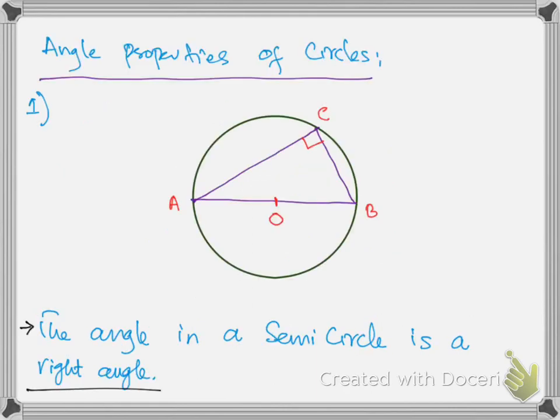Angle properties of a circle. You have done these properties in O-level mathematics. Number 1, the angle in a semicircle is a right angle. If you subtend an angle from the diameter to the circumference, then that angle is always 90 degrees. Angle C is 90 degrees.